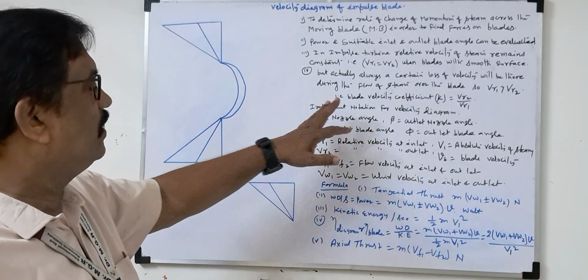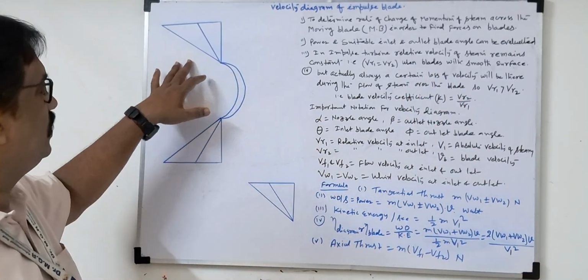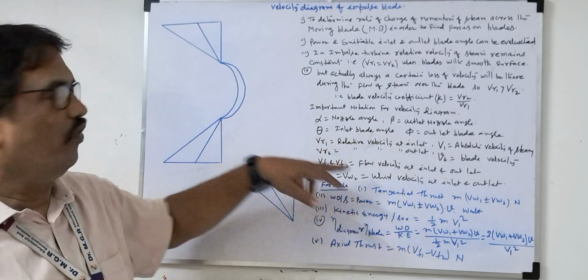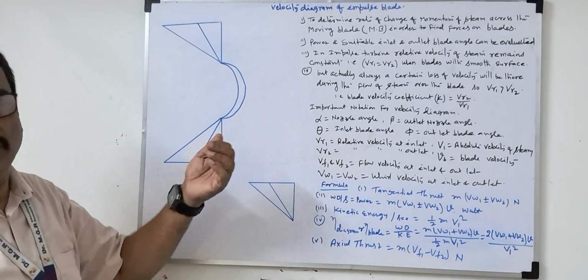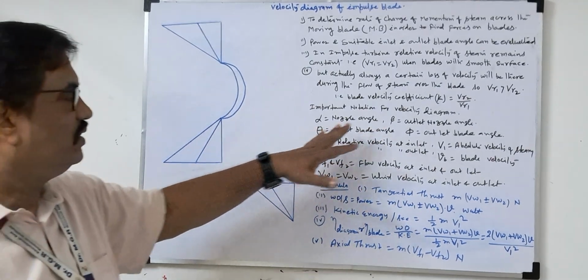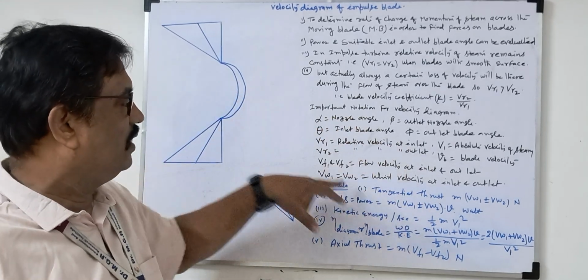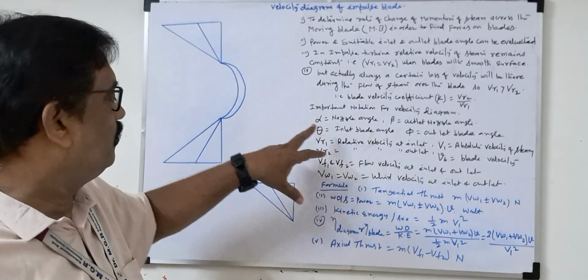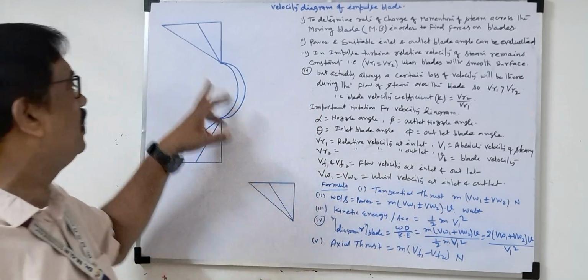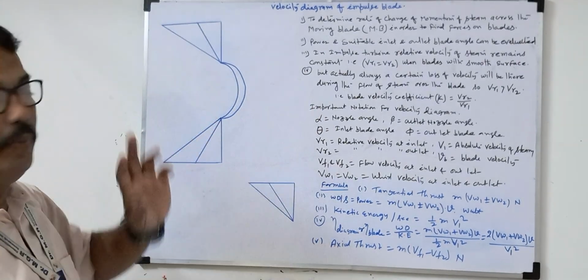Some important notations I have given here. Once I draw the velocity diagram, we will follow these notations. Different books have different notations. So just to understand the velocity diagram, I have given these notations here. First we'll draw the velocity diagram for the moving blade only.